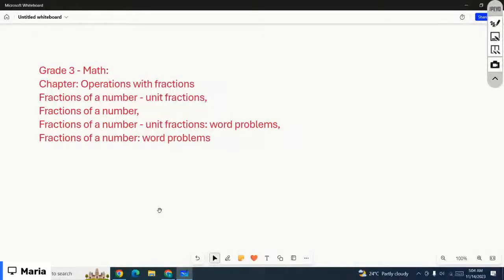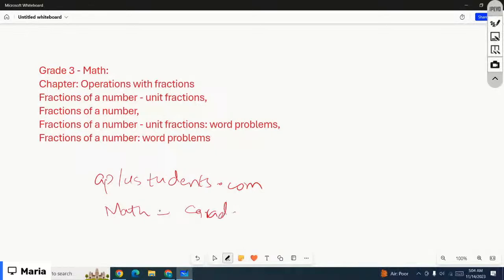Here for grade 3 math. So you can find all lessons on aplusstudents.com. You have to log in there using your email address and password as provided by the administrator. Then you have to select math from the subject tab. Scroll down to grade 3 and then click on view all lessons. So there you can find a list of the chapters.